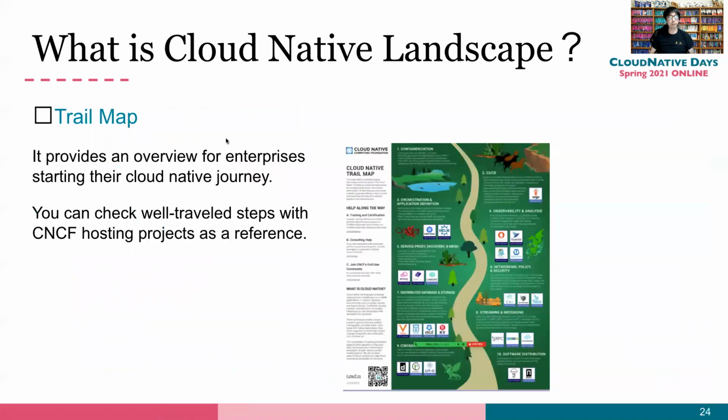The first one is the Trail Map. It provides an overview for enterprises starting their cloud native journey, and you can check well-traveled steps with CNCF hosted projects as a reference. Like this, it has steps 1 to 10, and along with the steps, you can see the CNCF projects aligned. So you can take these steps if you like, and if they do not fit your way, of course, you can take other steps too. You can also compare and refer to these steps for your project and organization to apply cloud native.